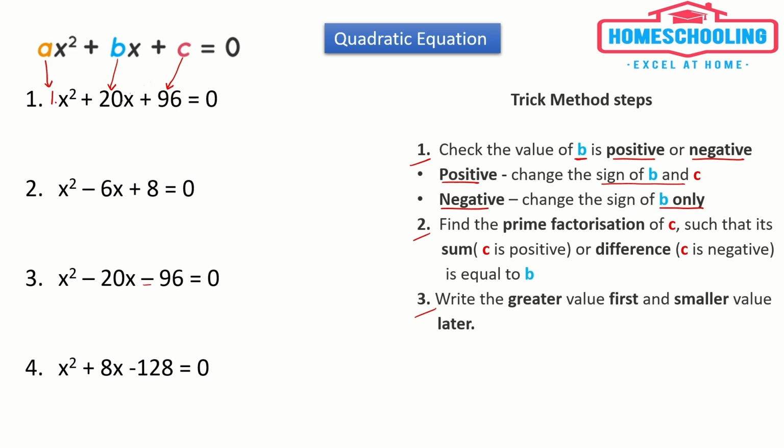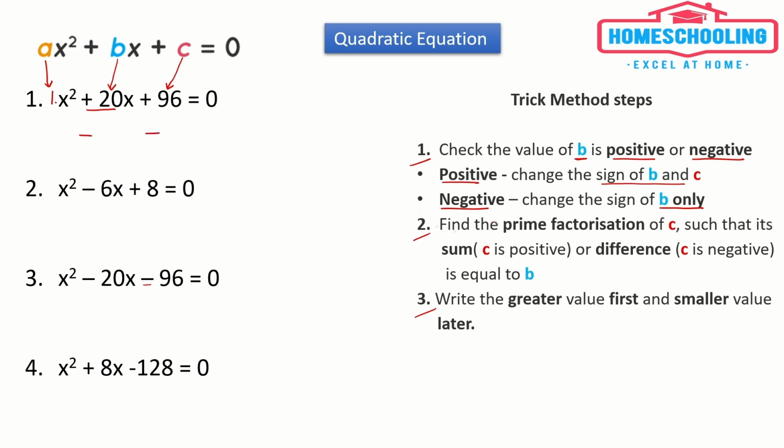So in question number 1, as we can see, the value of b is positive 20. So what we're going to do here is change the sign of b and c. b was positive and c was positive, so we will change the signs to negative and negative.